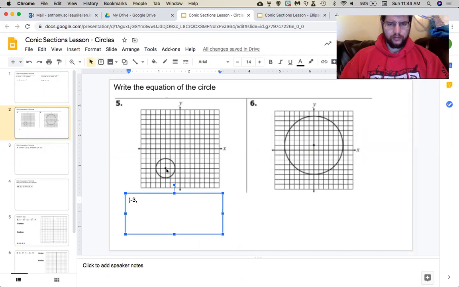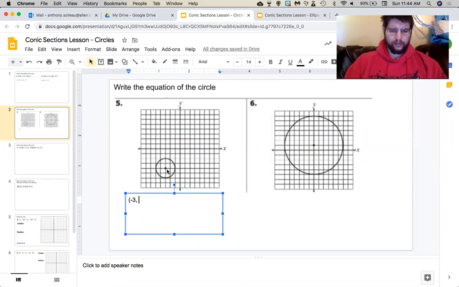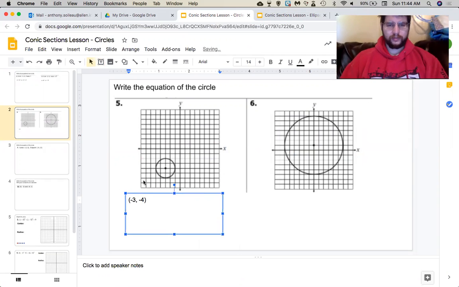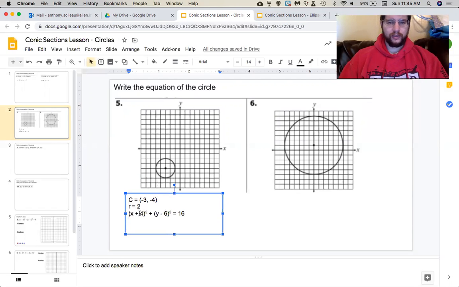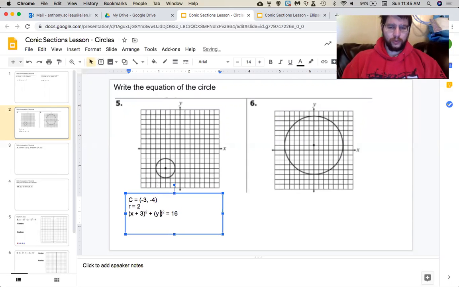Oh, wait, I already did that. 1, 2, 3, 4. -4. That's my center. So center, my radius, 2. 1, 2. So then I can type my equation, which I already had copy pasted. So I'm going to change these. It's -3, so it's going to make +3. -4, so it's going to make +4.